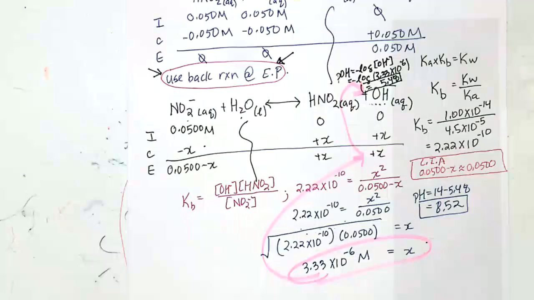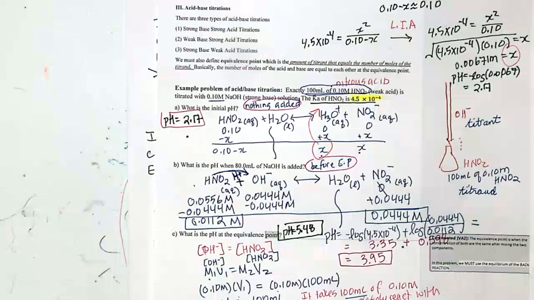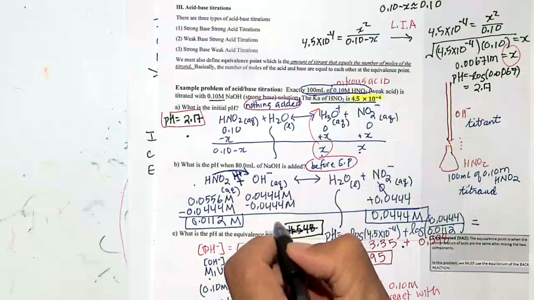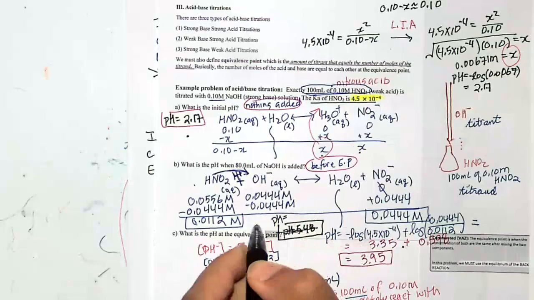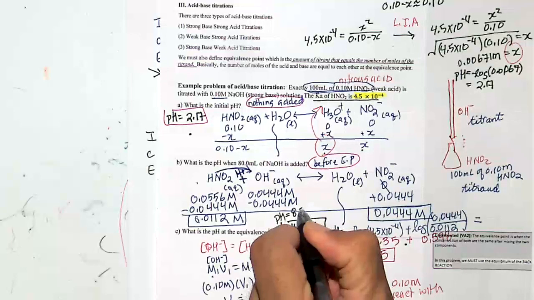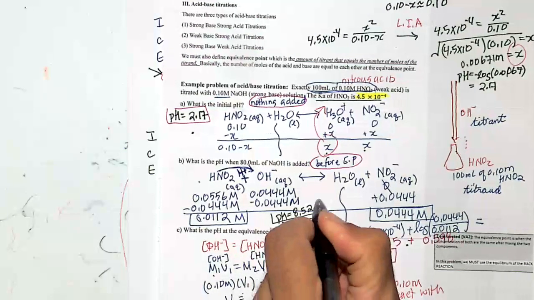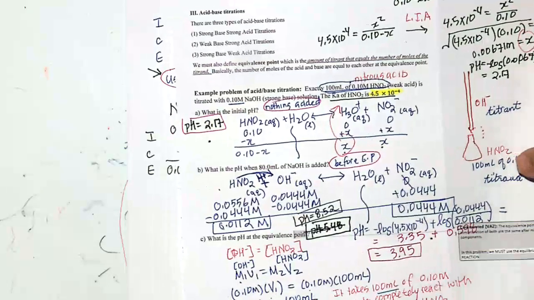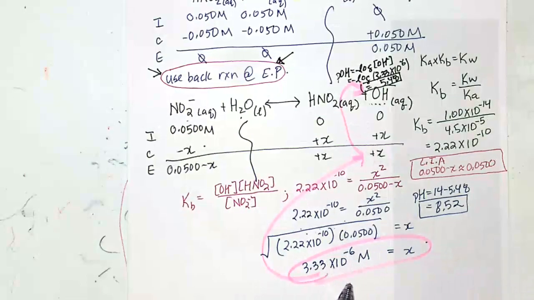Sorry about that. 8.52. This is the pOH, which is 5.48. The pH is going to be 14 minus that, which is 8.52. So please don't do what I did. This is the pOH. From the pOH we will get the pH.